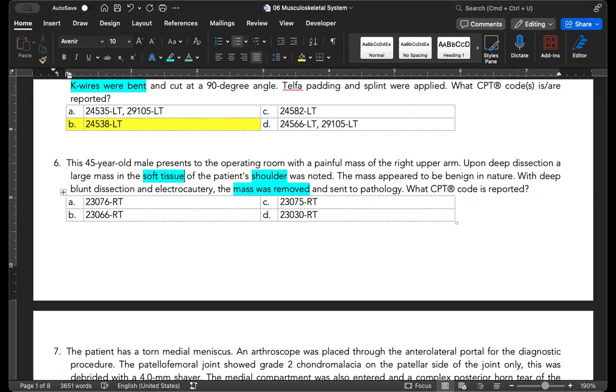So then we know we're going to be in that top family. And then what's the size of our mass? So if they don't give us the size of the mass, they tell us it's a large mass. So if they don't give us the size, what should we do?